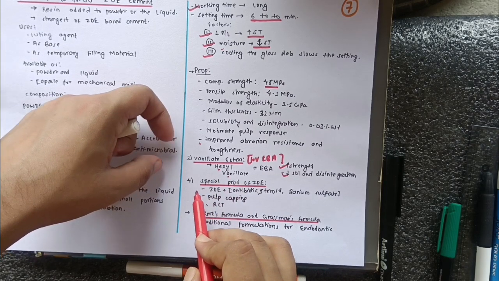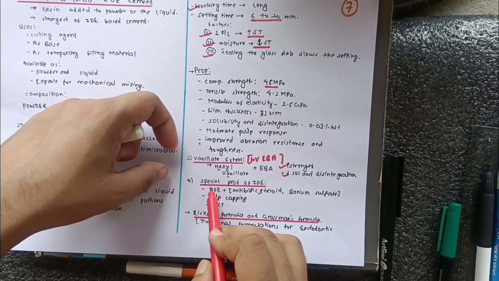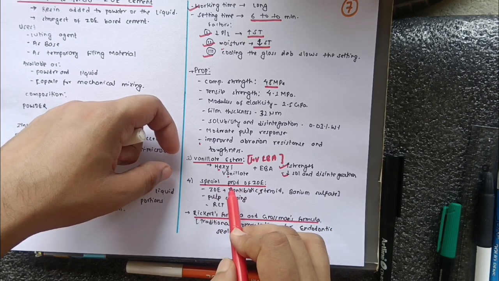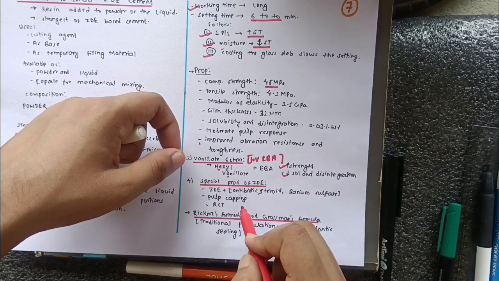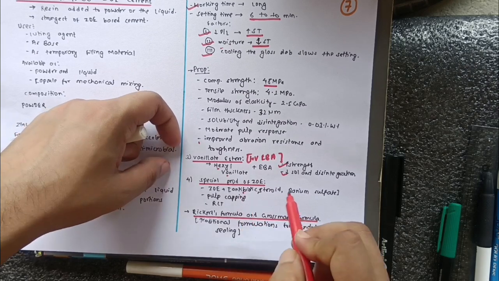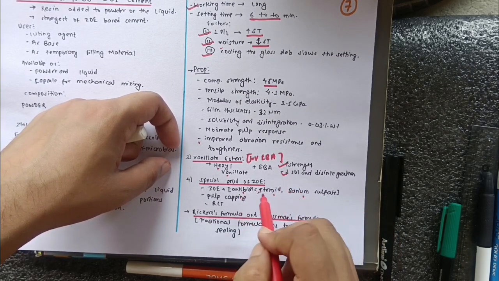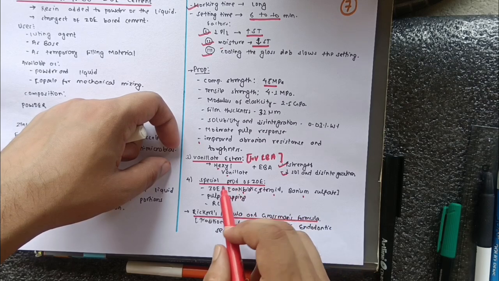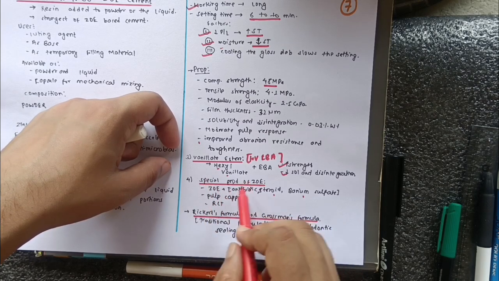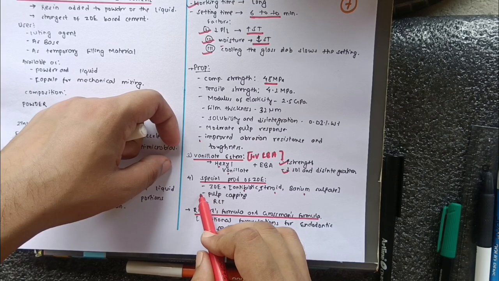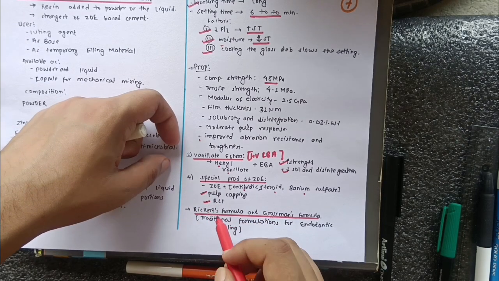And after that, in our fourth modification section, there is the special product of the ZOE. In this we add different kinds of things, like antibiotic, steroid, barium sulfate, according to our use. So these are called special products, or special combinations, of the ZOE. We use them in pulp capping and RCT, root canal treatment.